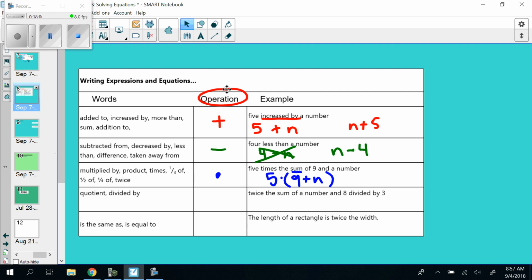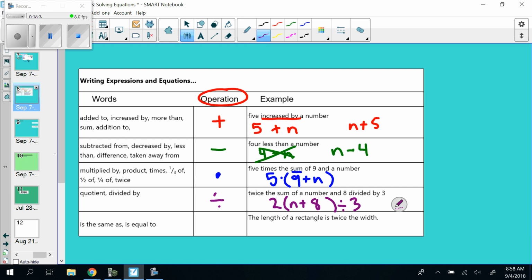The next one here, quotient, divided by. Those are all division. And so for example, twice the sum. Okay, twice is indicating 2 times the sum. So again, we need some parentheses here. A number, so we don't know what that is, n. And here's our plus symbol, because now we're switching over in our sum, to 8 divided by 3. So a number and 8 divided by 3.